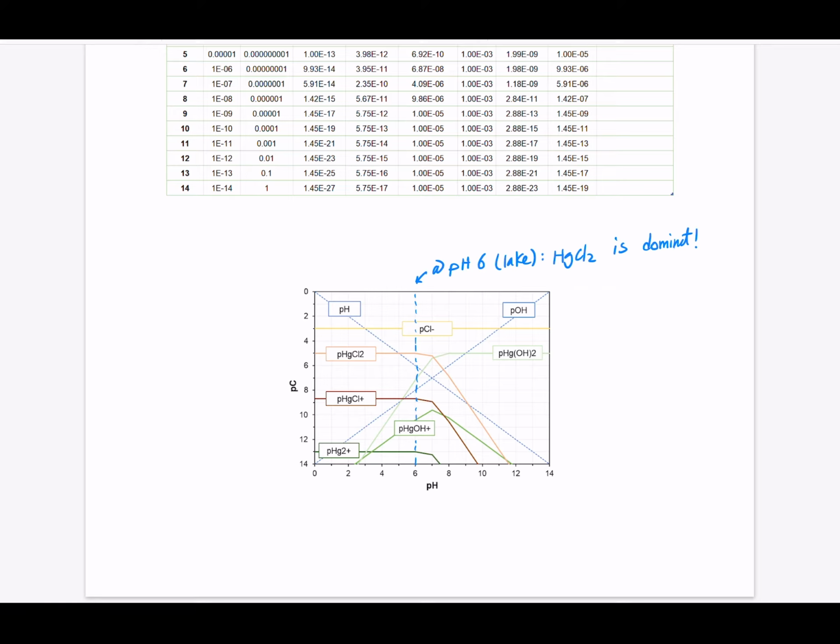So if we worry about Hg2+, the mercury ion, then it's very negligible in this lake at pH of 6, because this would be the concentration, 10 to the minus 13, for the total concentration of 10 to the minus 5. So just a very tiny fraction is in the form of Hg2+. This is mostly taken by HgCl2. So if this is poisonous to the biosystem in that lake, we don't need to be worried about it, because most of it is complexed with Cl. Just an example.